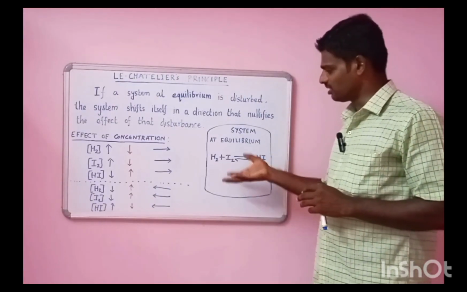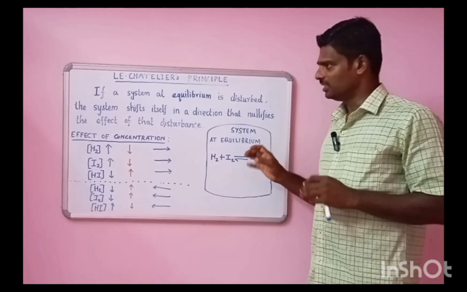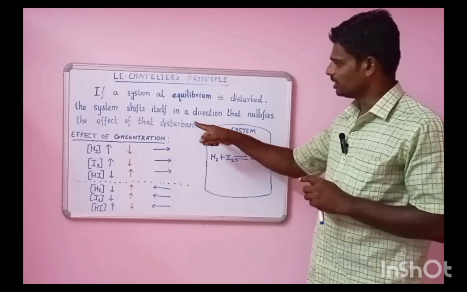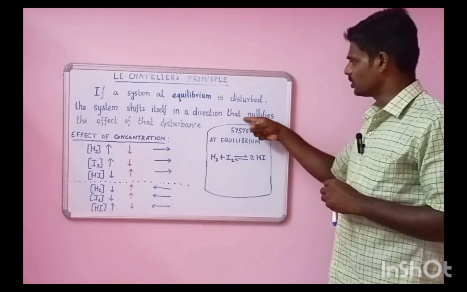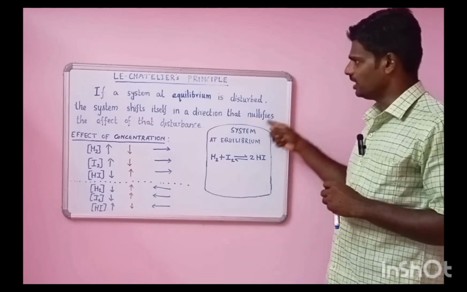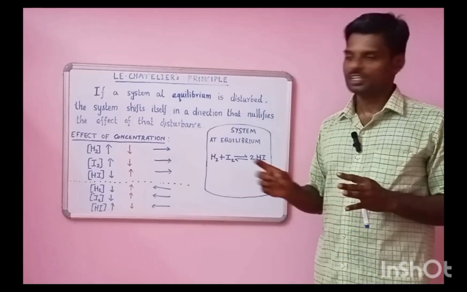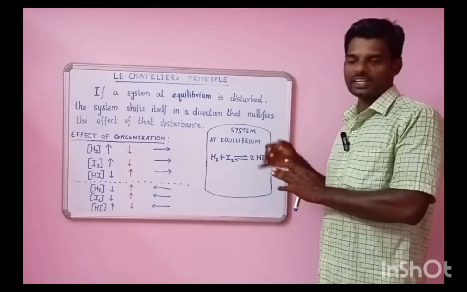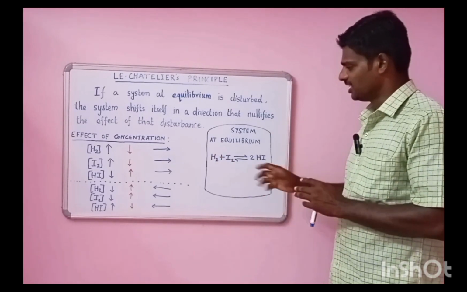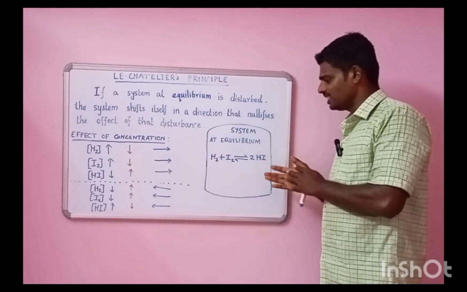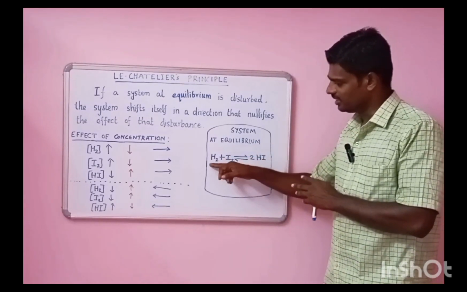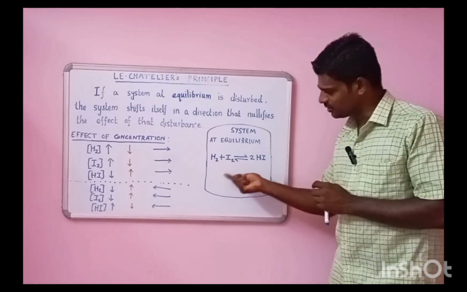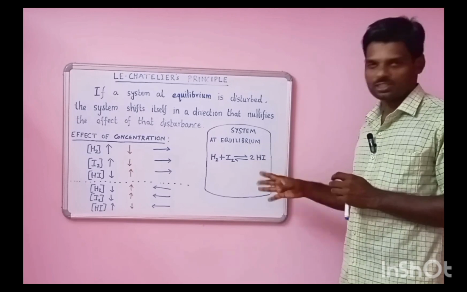If we increase the hydrogen concentration in the system, then the system will try to decrease it, because as per Le Chatelier's principle, it will try to nullify the effect of that disturbance. The disturbance means we increased the concentration, so the system will try to decrease the concentration of hydrogen. How can the system decrease the hydrogen concentration? If it is consumed, then the hydrogen concentration in the system will decrease.